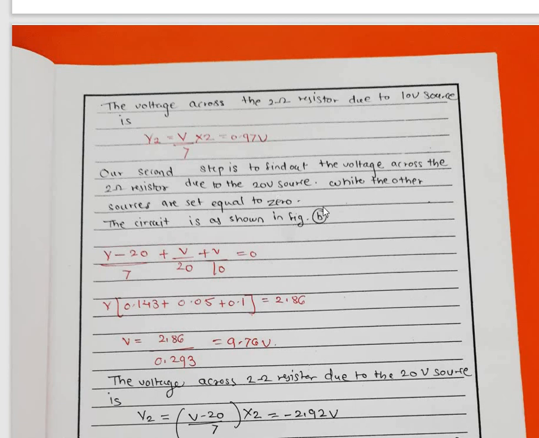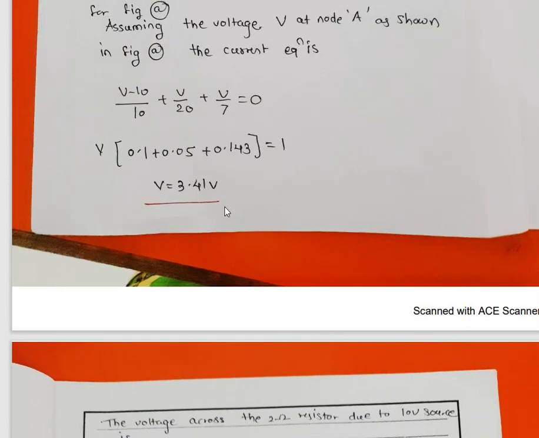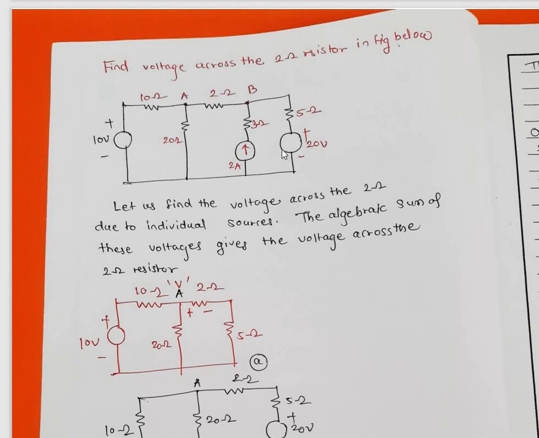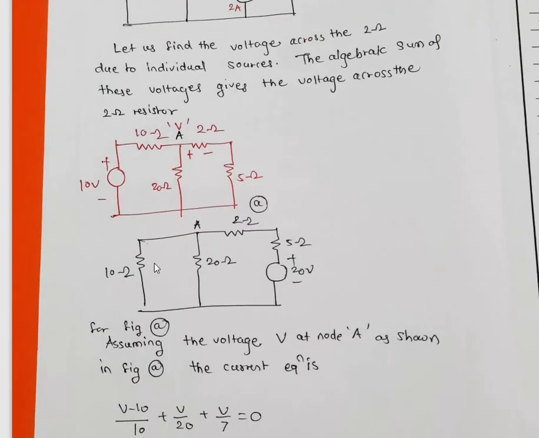Now for the other sources, that is, when we are considering this 20 volt source effective, the rest of the sources will become non-operative. Therefore here you have to short, and this is open. So the second circuit will look like this figure: 10 ohm as it is, this portion as it is, this is 22, and the 20 volt battery and this 5 ohm series resistor.